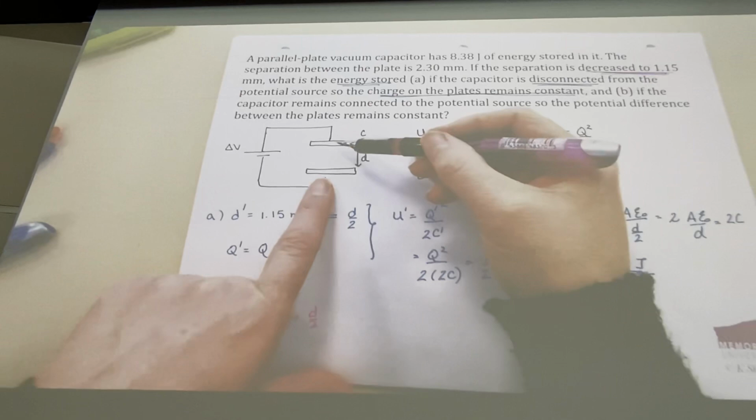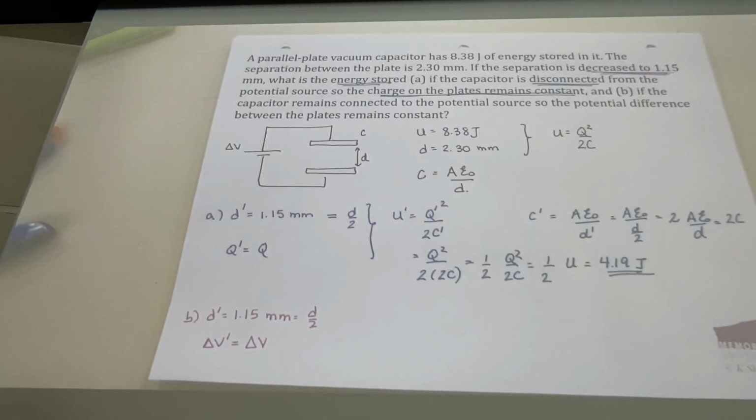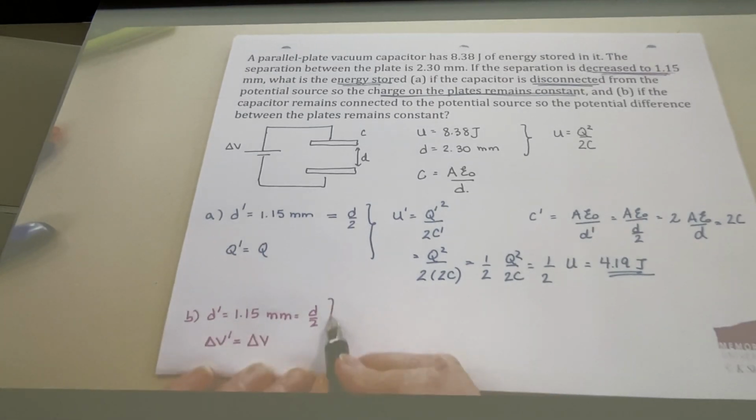So if the battery stays connected, we push the plates closer together. We do have a complete circuit, so charge is allowed to flow this time. The charge can change this time. So let's see what that gives us for our energy now.